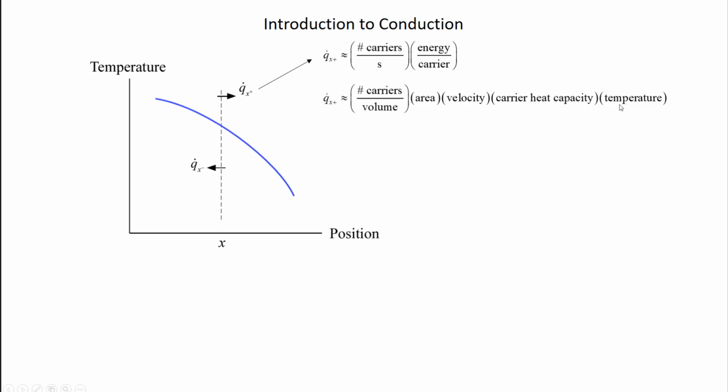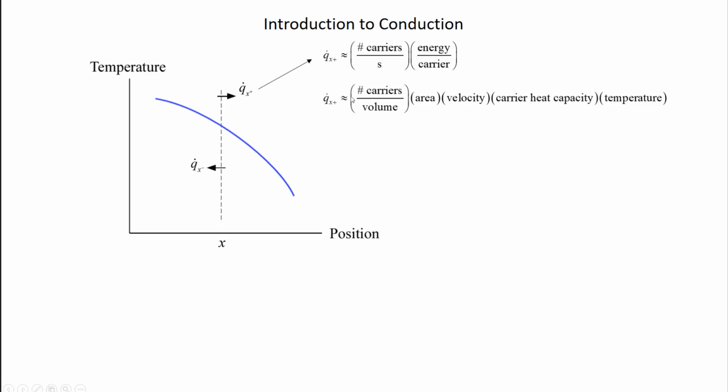So let's break this down even further. If I want to know the number of energy carriers per second crossing the plane, the first thing I would want to know is the number density of the energy carriers in the material. So what's the number of carriers per volume? What's the area of the plane, and then what's the velocity that those energy carriers have? If I multiply these three things together, so this is number of carriers per meters cubed times meters squared times meters per second, I get exactly what I'm looking for, number of energy carriers per second.